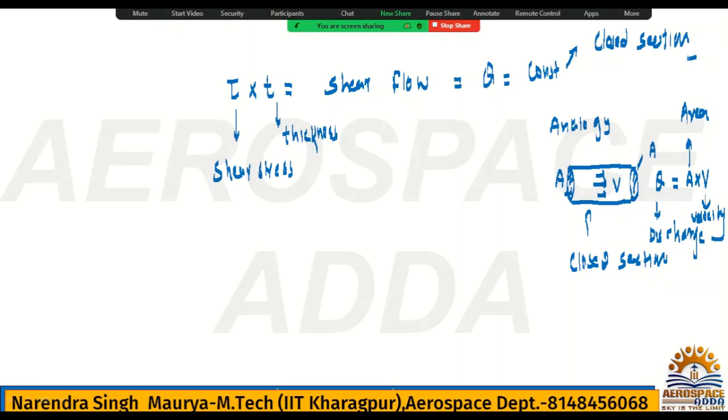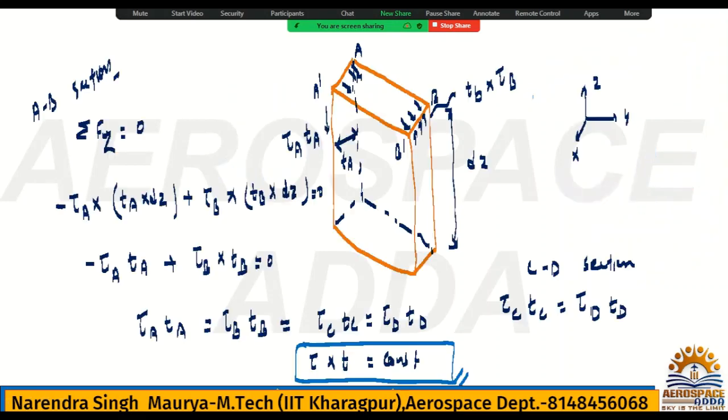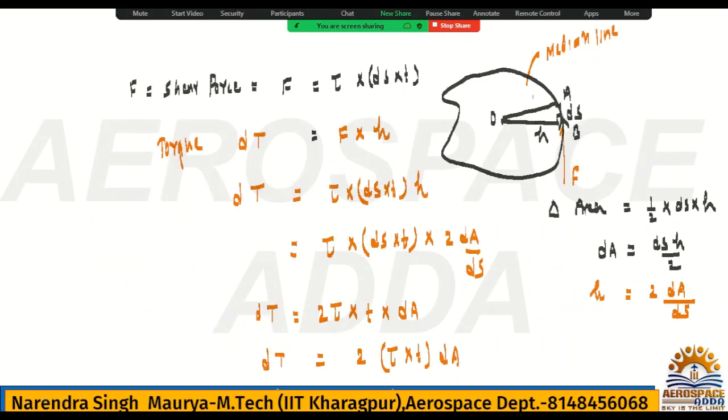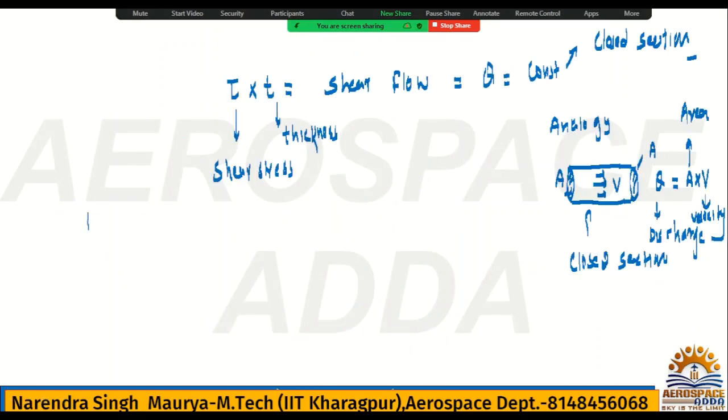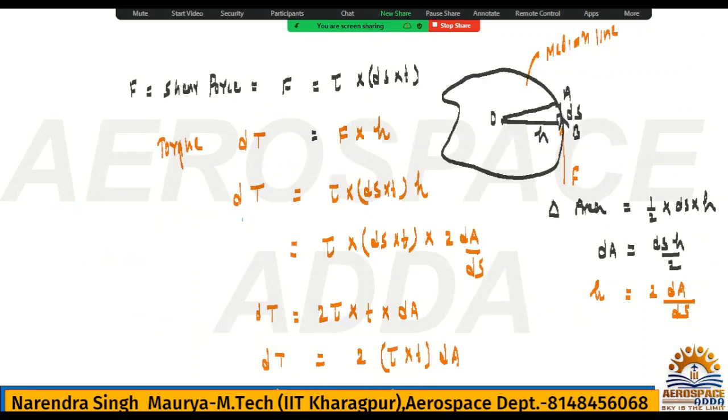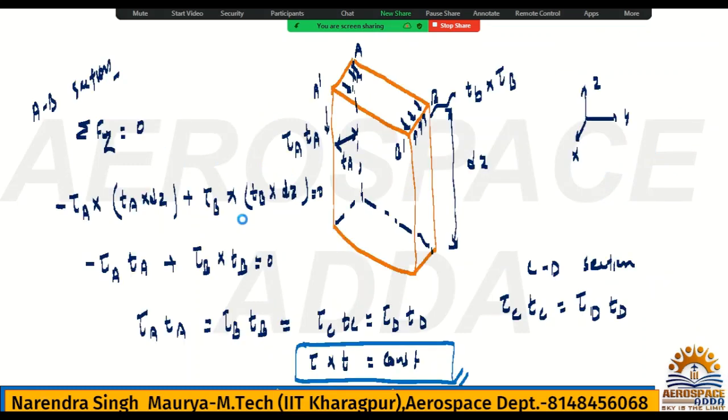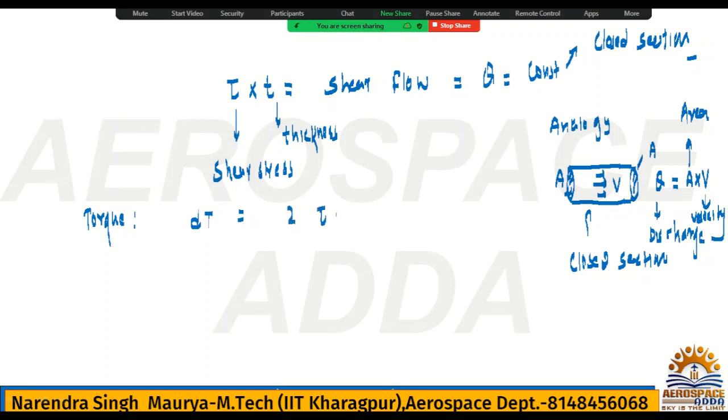Now coming to this analysis, tau into t is called shear flow, and it is denoted by capital Q. Now what was the dT? Check the torque. Here you had calculated dT, and if you check, that value was 2 times tau into t into dA. So this tau into t is nothing but Q, into dA. This is what dT is.